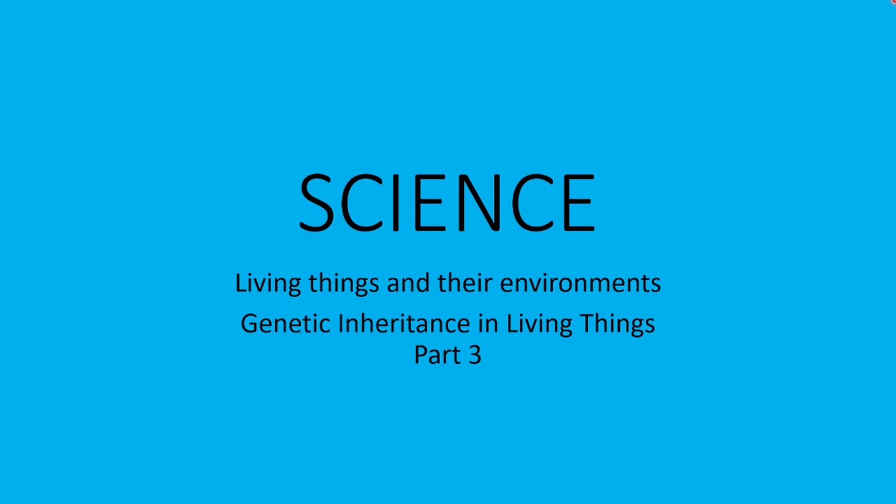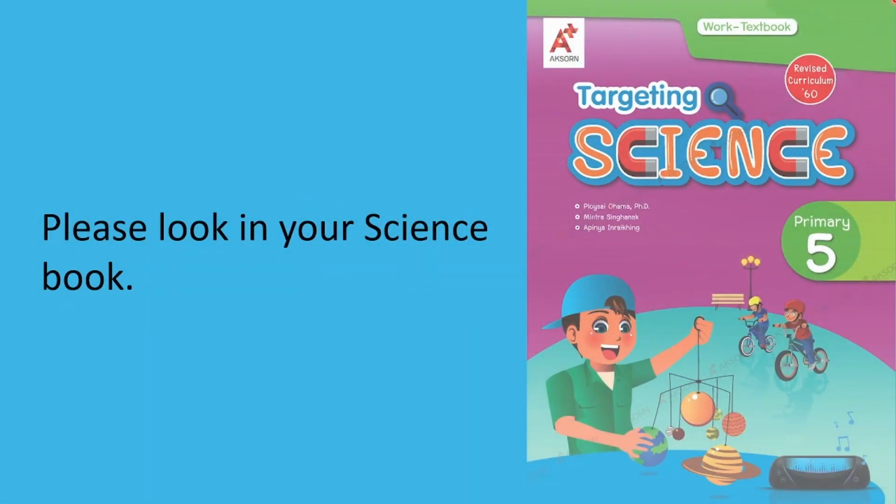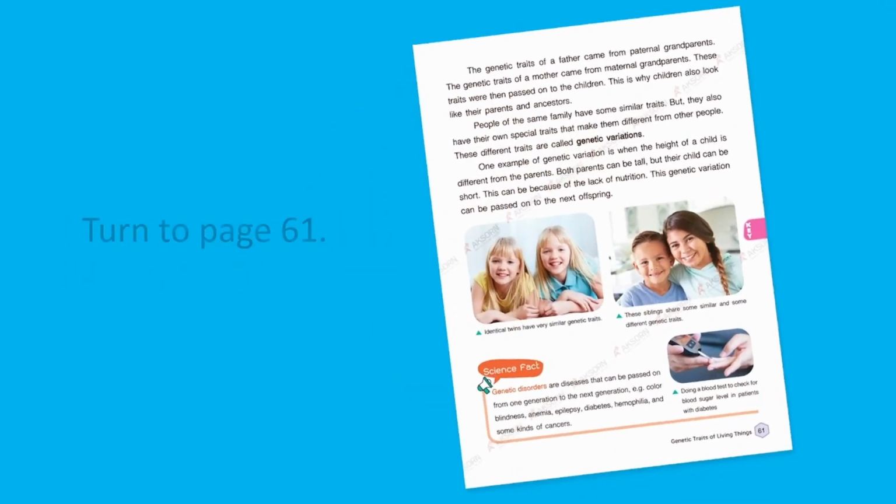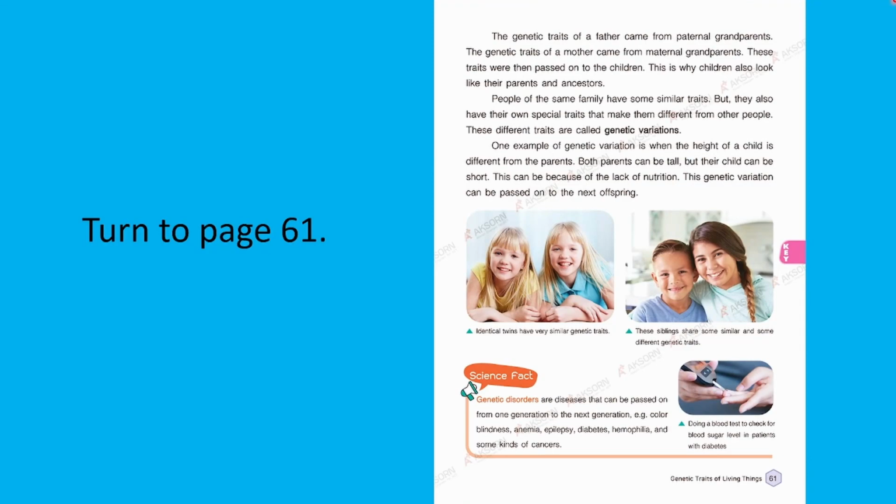Science, Living Things and Their Environments, Genetic Inheritance in Living Things, Part 3. Please look in your science book. Look at pages 61, 62 and 63. Turn to page 61.